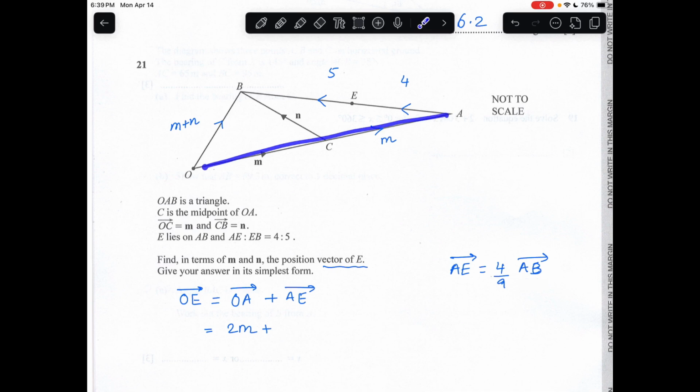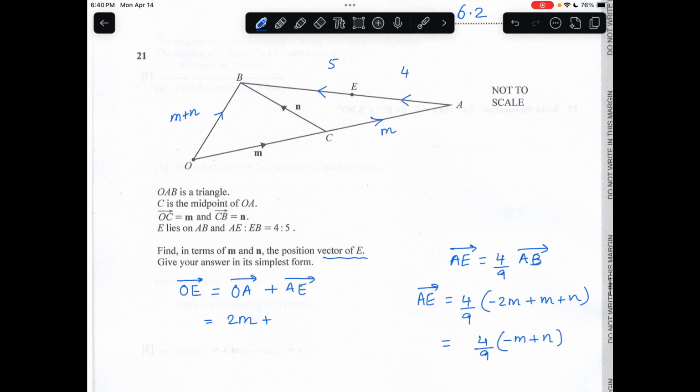AB is going to be minus 2M. Why is it minus? Because you're going against the direction of the arrow, plus OB, which is M plus N. So I'm going to just write that over here. AE is going to be equal to 4 over 9 times minus 2M plus M plus N. So 4 over 9 times minus M plus N.